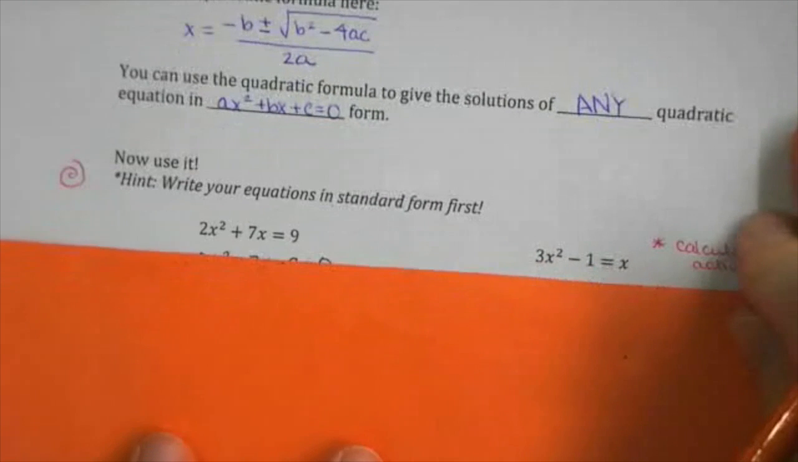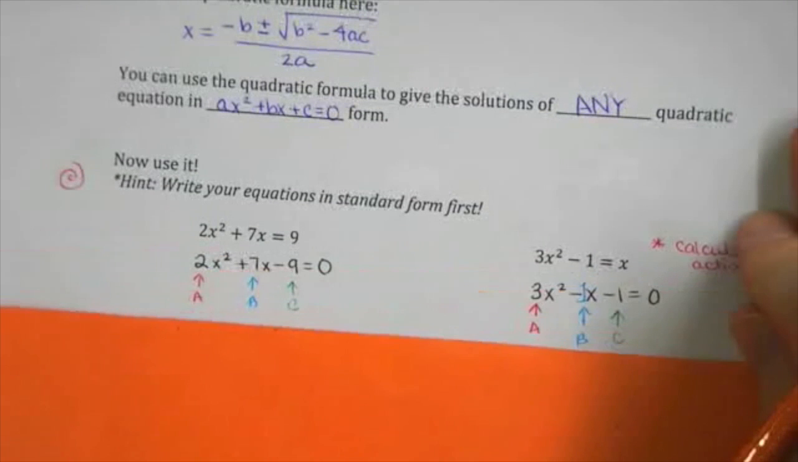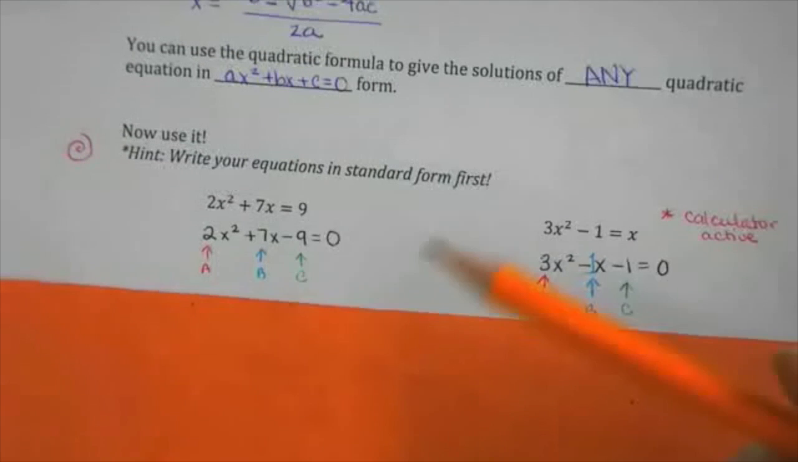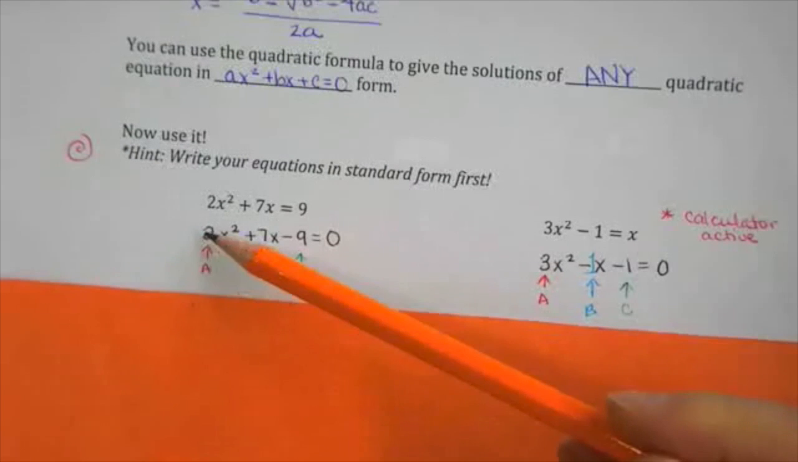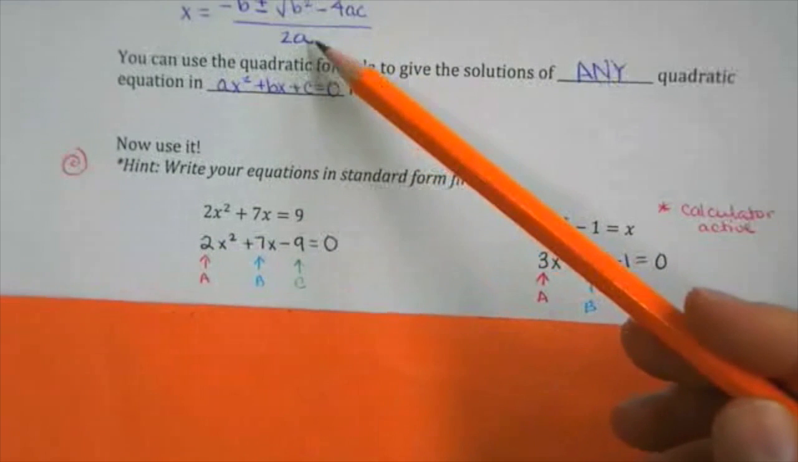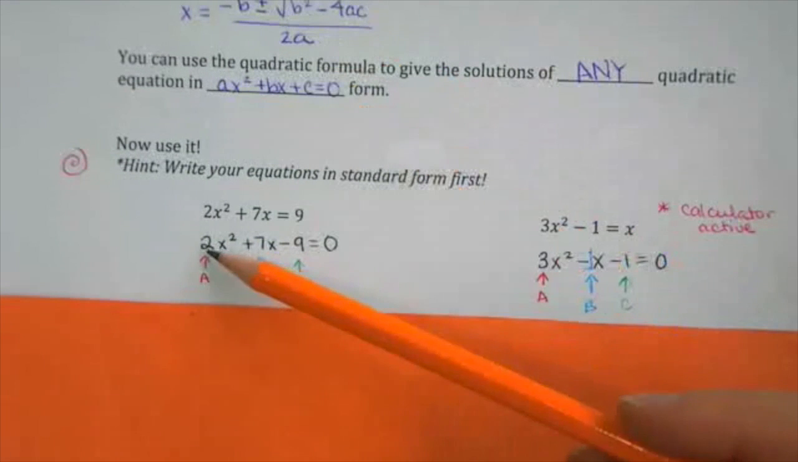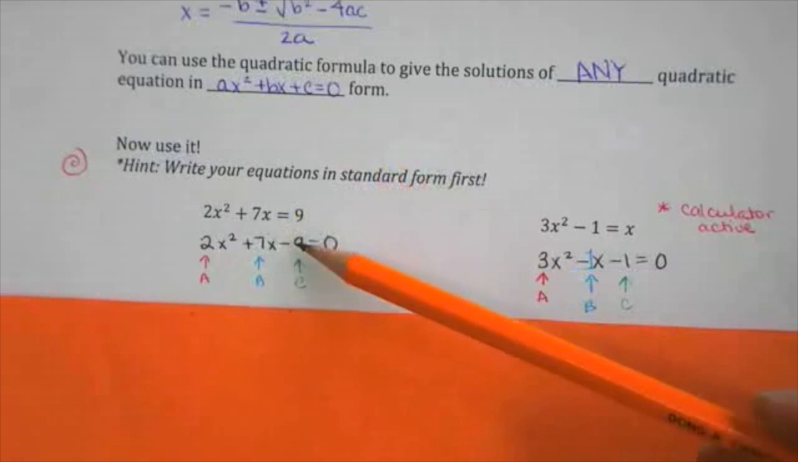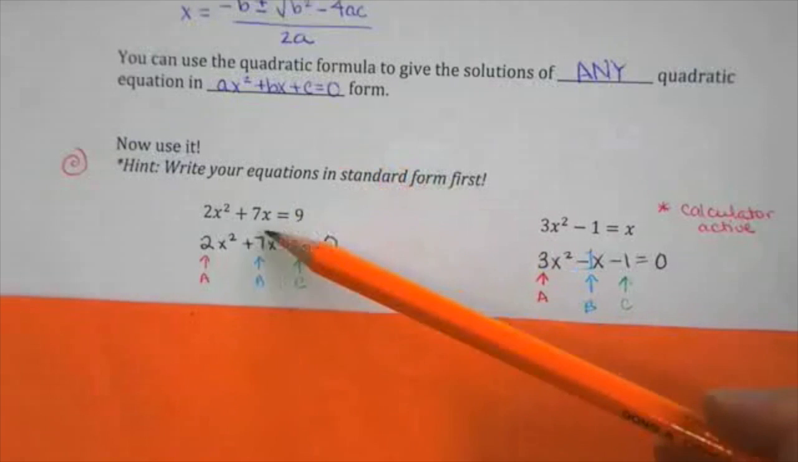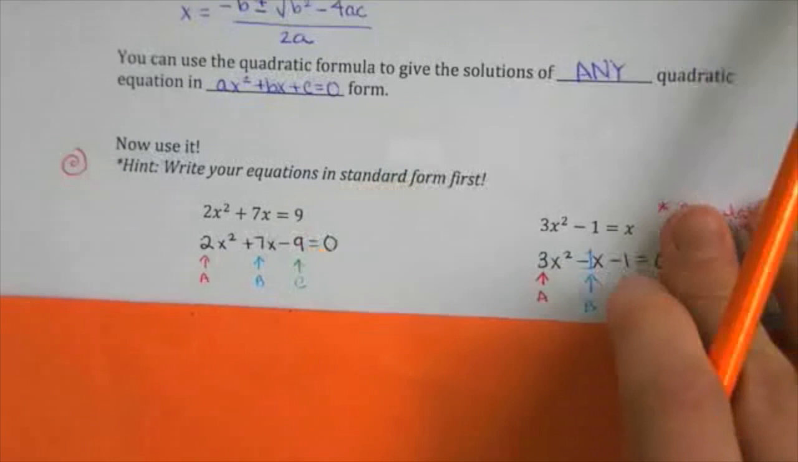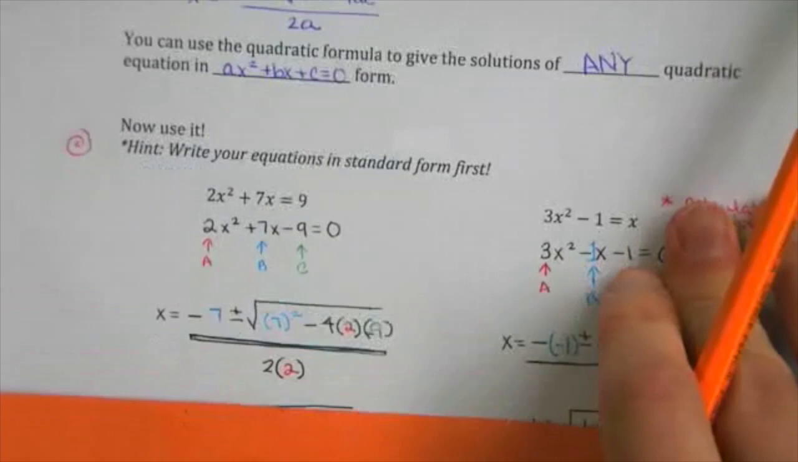So all you're going to do is look at your terms. For example 1, our a value, that would be right here for our quadratic formula, and right here is 2. Our b is 7, and our c is negative 9. Remember, you have to set it all equal to 0 first, so we would just subtract that 9 from both sides. Now we just simply plug it in.